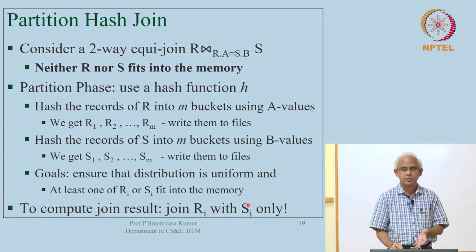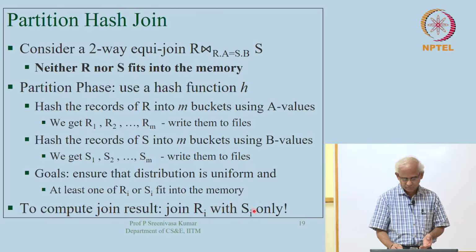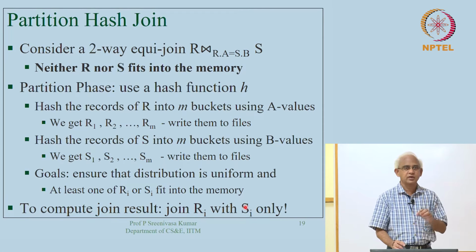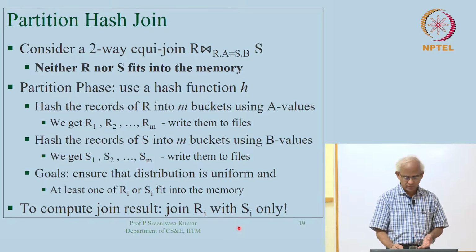So, you can give a simple proof by contradiction for that. Let us assume that you take a record in Ri. That means the hash function sent it to some bucket i. So, if there is a matching record for this, how can the same hash function send that matching value to something other than i in the other case? It has to send it only to the bucket i.